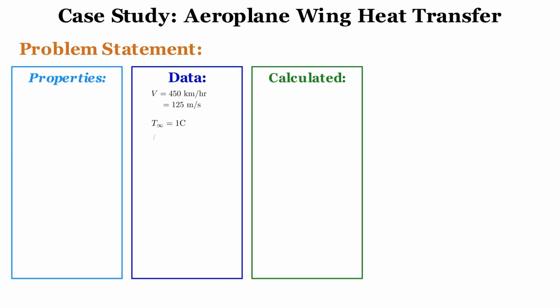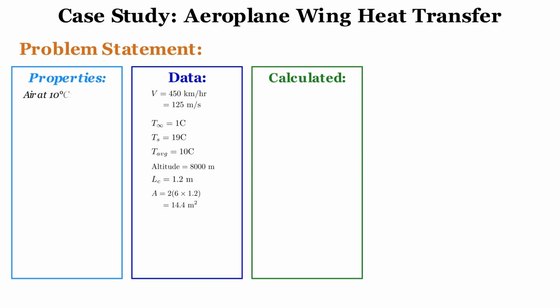Air temperature, T infinity, is 1 degree Celsius. That's cold. Wing surface temperature, Ts, is 19 degrees Celsius. The average temperature for properties, 10 degrees Celsius. We're at 8,000 meters altitude. This affects air properties. The characteristic length, Lc, is 1.2 meters, the width, because flow is parallel to it. Surface area, both sides of the wing, so 2 times 6 times 1.2, which equals 14.4 square meters.